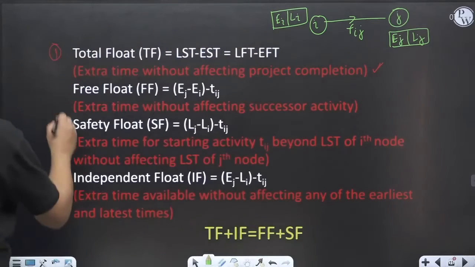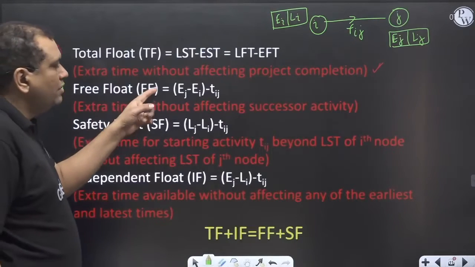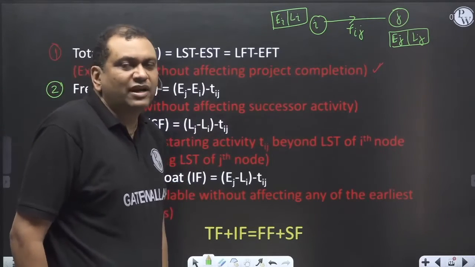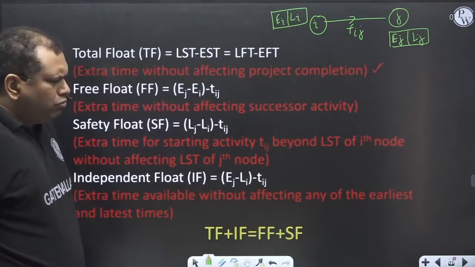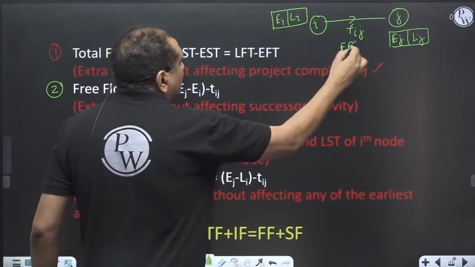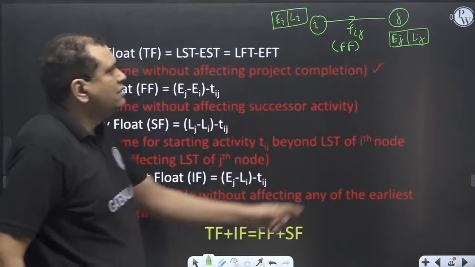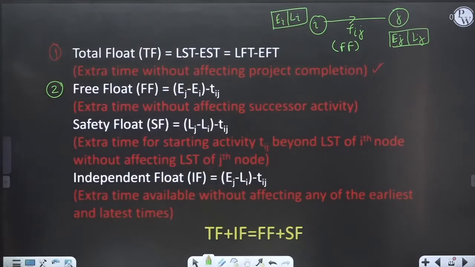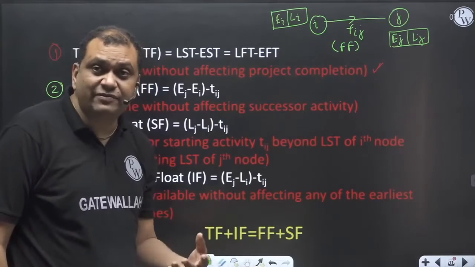So free float is, if you are calculating free float of any activity, let us say this particular activity, so Ej minus Ei, free float of this activity is Ej minus Ei minus Tij. This minus Tij will be the free float of that particular activity. So first of all, we will calculate the free float of each and every activity, then I will elaborate on it.